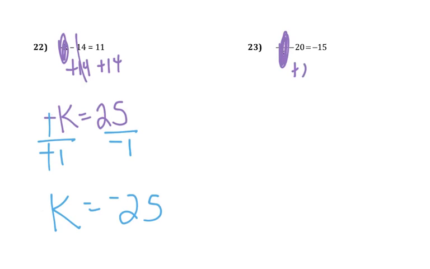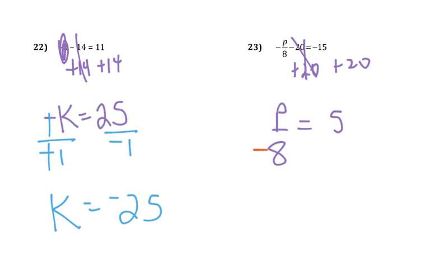Okay, and then number 23, if you put your finger over the variable part, I've got minus 20, so I'm going to add 20. And so I'm going to have negative p over 8, and then this is gone, and negative 15 plus 20 is 5. Now remember what I said about the negatives. We can either put it with the p or with the 8. It's going to make it a lot easier if I put it with the 8.